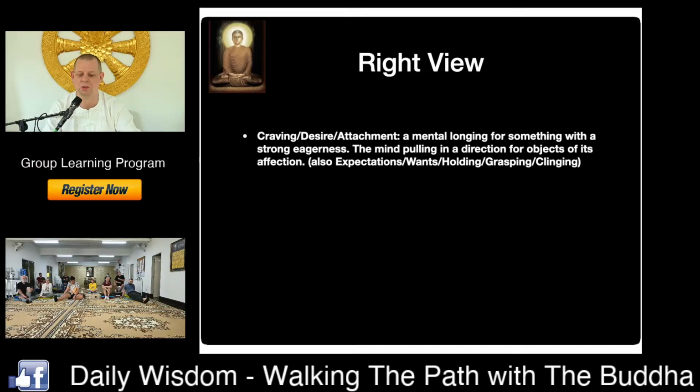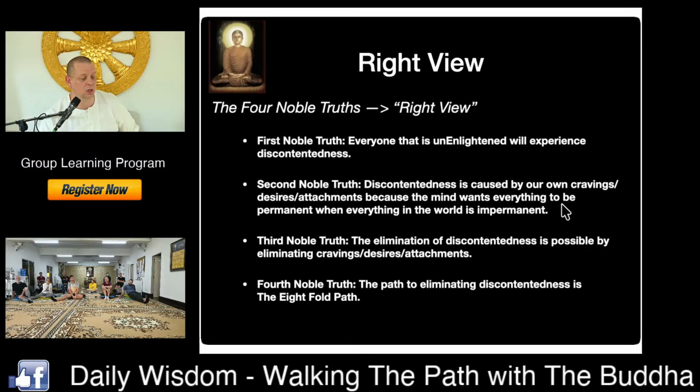The mind's always seeking satisfaction externally. This is called craving, desire, attachment, longing, yearning, chasing after the objects of its affection. But it's not the object itself. It's the way the mind longs and yearns for it. Okay, so this is the last little thing that I need to teach you before I can now teach you the Four Noble Truths, where you can have this real breakthrough.